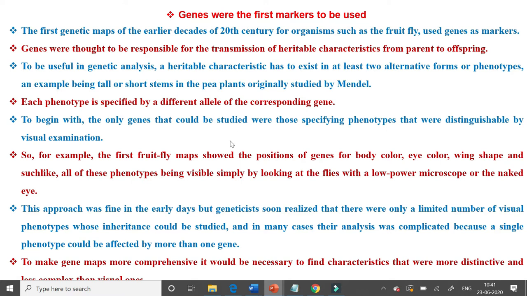If we want to map the genes, we need to have a very unique characteristic of phenotypes which can be easily seen. It also can be a disease. Because of that, disease inheritance and disease mapping was initially planned for genetic mapping.